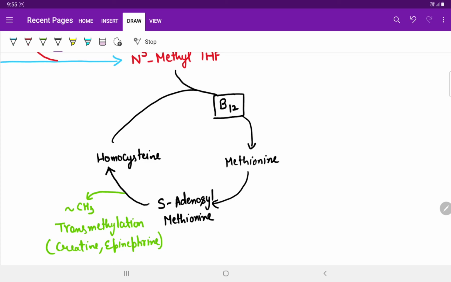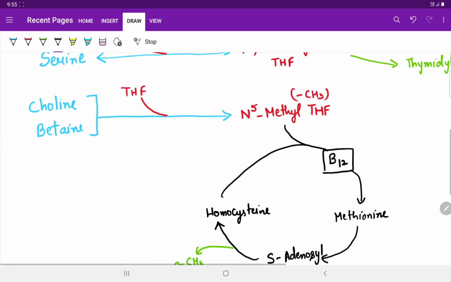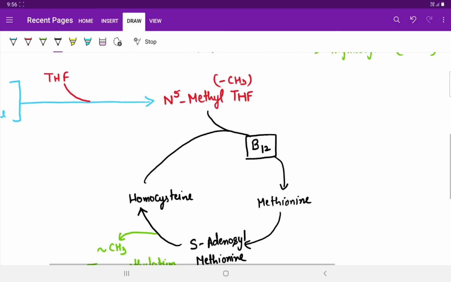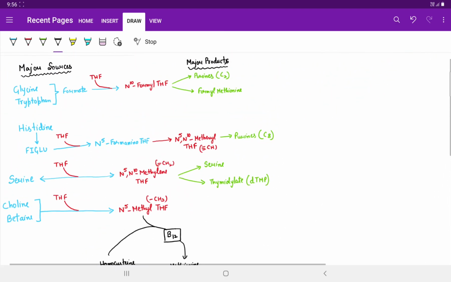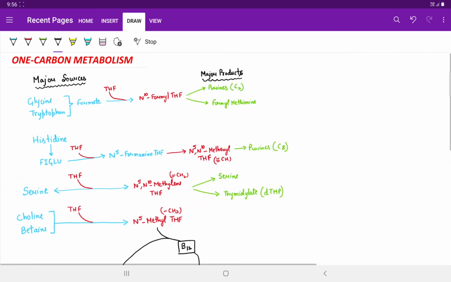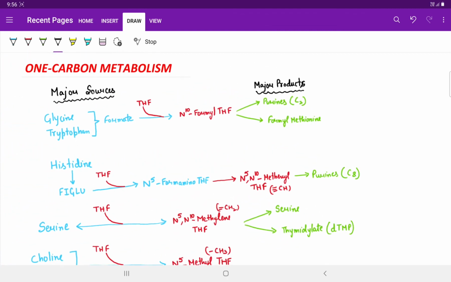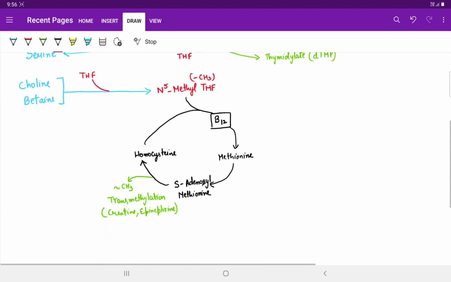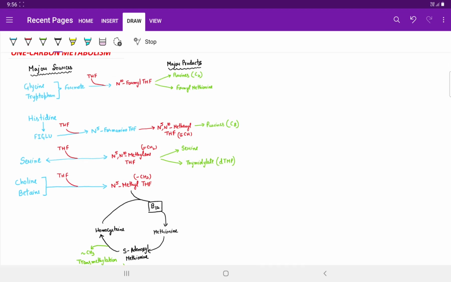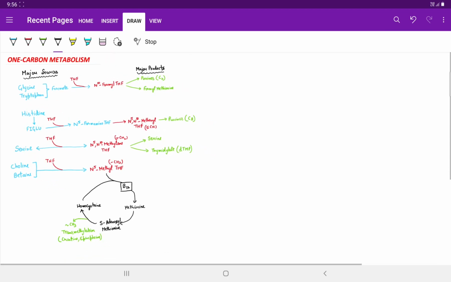So now you can clearly see what are the major sources and the major products that are being formed in this one carbon metabolism. So here you can see how the reaction is proceeding. So students, I hope now the one carbon metabolism is clear to you all.